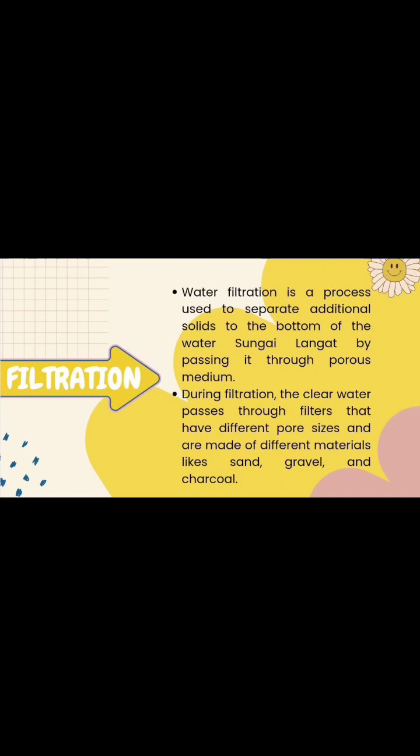Next process is filtration. Water filtration is a process used to separate additional solids from the water of Sungai Langit by passing it through porous medium. During filtration, the clear water passes through filters that have different pore sizes and are made of different materials like sand, gravel and charcoal. This filter removes particles and germs that are dissolved in the Sungai Langit such as dust, chemical, parasite, bacteria and virus.